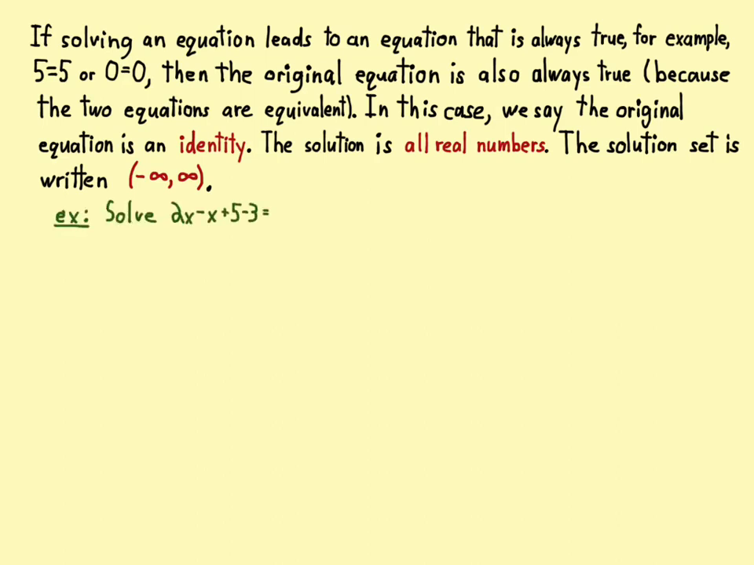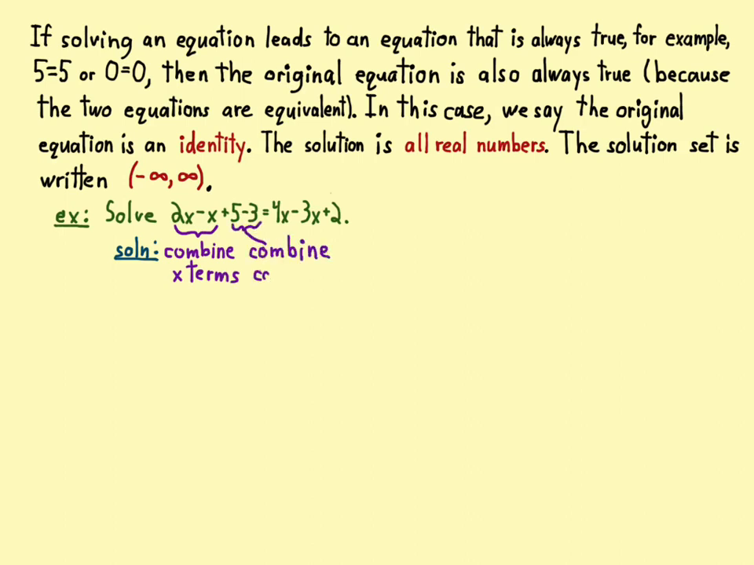So for example, solve 2x minus x plus 5 minus 3 equals 4x minus 3x plus 2. Well, the first thing I'm going to do is, on the left side of the equation, I can combine the like terms. And on the right side of the equation, I can combine the like terms. So I'm going to combine the 2x minus x, which will just give me an x. I'll combine the 5 minus 3, those are the two constant terms on the left, to give me 2. Combine the 4x minus 3x on the right, and see what happens.